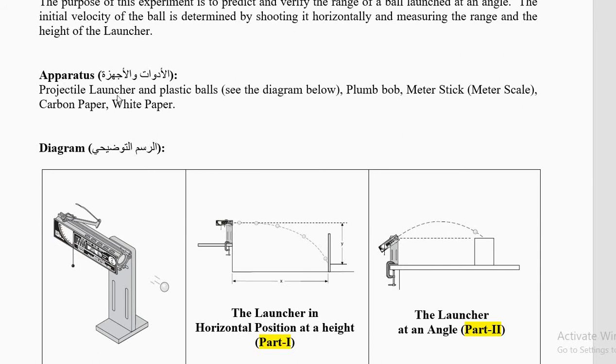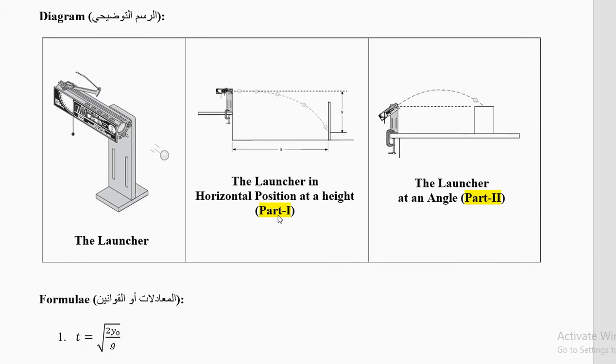Now what apparatus do you need? You need a projectile launcher, plastic balls and a plumb bob. The plumb bob will make sure that you are horizontal. This distance is horizontal. You need a meter stick to measure the height and the distance, the horizontal distance and the height. You need carbon paper and white paper. I'll explain why we need the carbon paper. This is your launcher. This small hanging ball will decide the angle. This is called the plumb line.